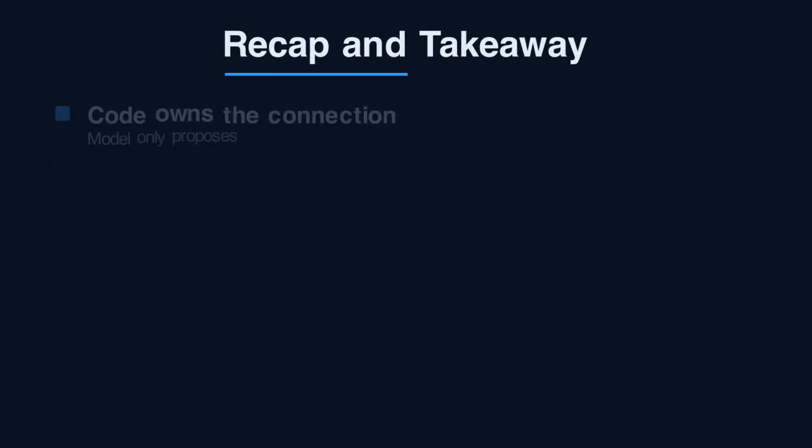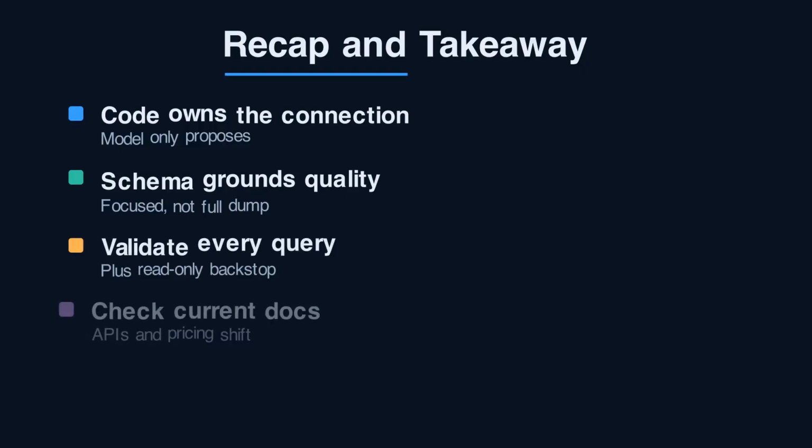To recap, the orchestrator, not the model, owns database access. You ground generation with a focused schema, expose one read-only query tool, validate before executing, and back it all with a least privilege login. That layered design is what makes this safe. Your one actionable takeaway: build the read-only database login first, before you write a single line of agent code, because security you bolt on later is security you forgot somewhere.